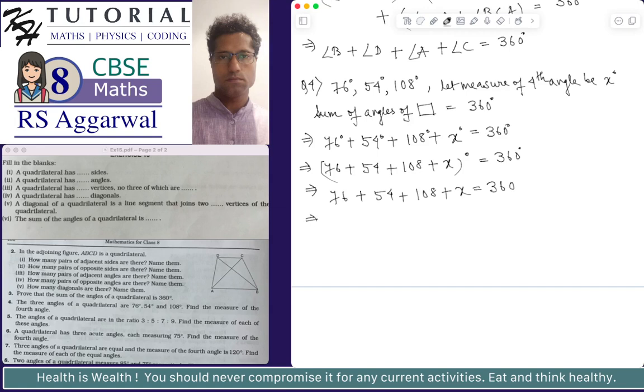So this implies if we add up all the constants in the LHS, we have 76 plus 54 is 130, so we have 238 plus x is equal to 360. So x is equal to 360 minus 238, which is equal to 122 degree. I hope I am not doing any calculation mistake, but anyway, let me check the answer. It's better that we check the answers.